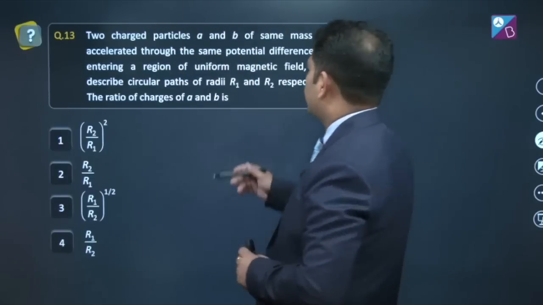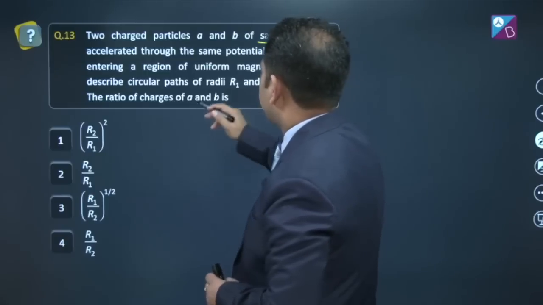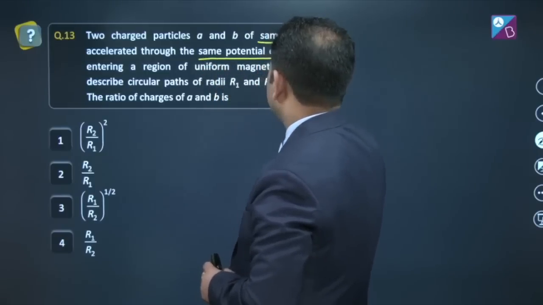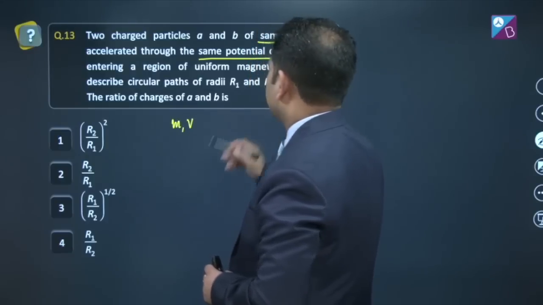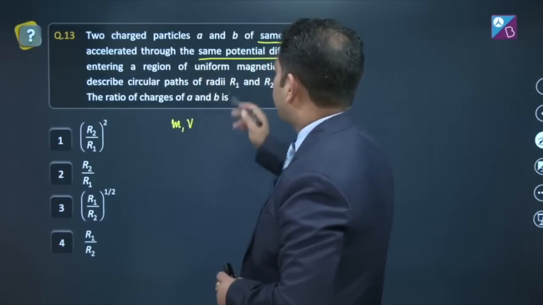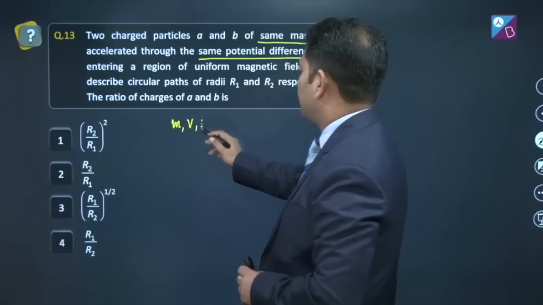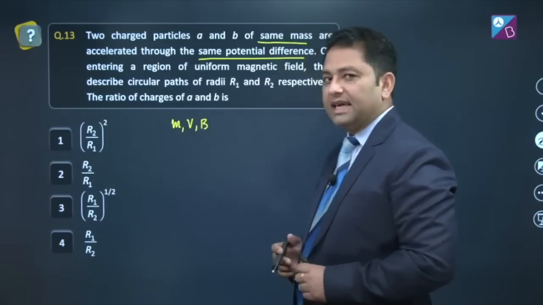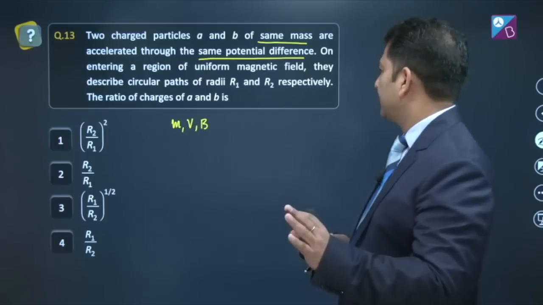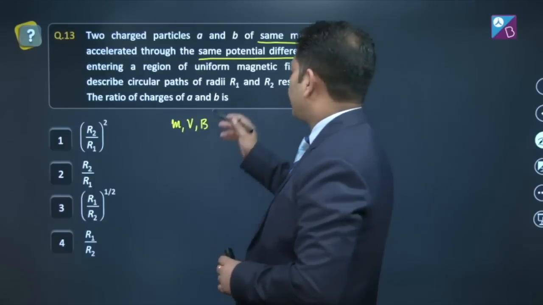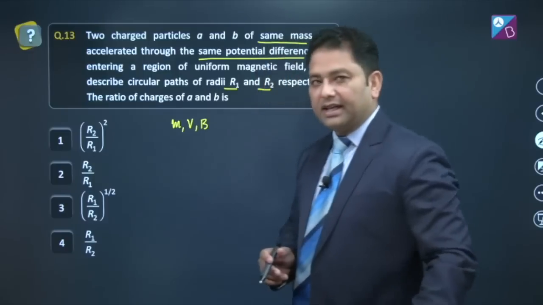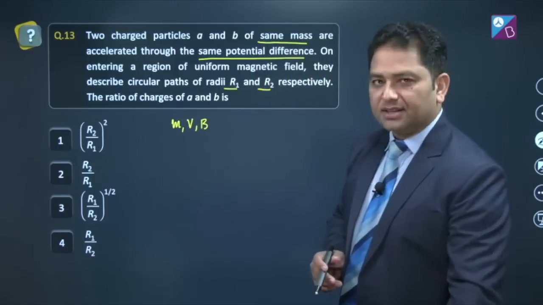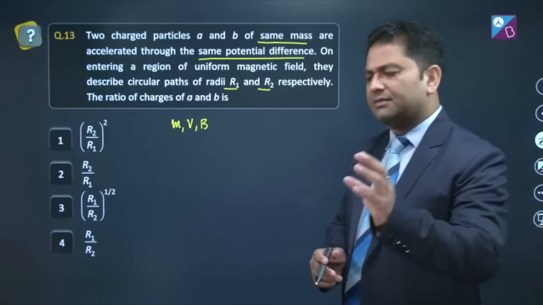Two charged particles A and B of same mass are accelerated through same potential difference. तो क्या क्या same है? Mass same है, potential difference same है. On entering a region of uniform magnetic field, both enter the same magnetic field, so even B is same. They describe circular paths of radii R1 and R2 respectively. हमें calculate करना है the ratio of charges of A and B. एक simple सी बात है.